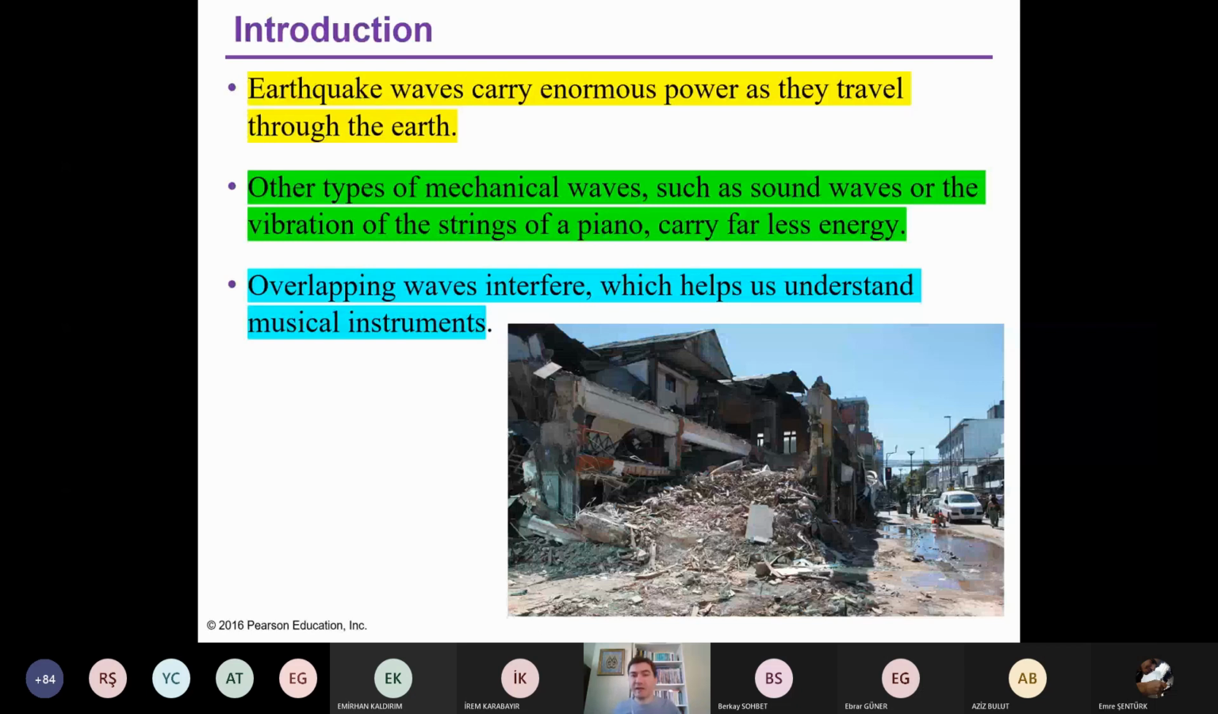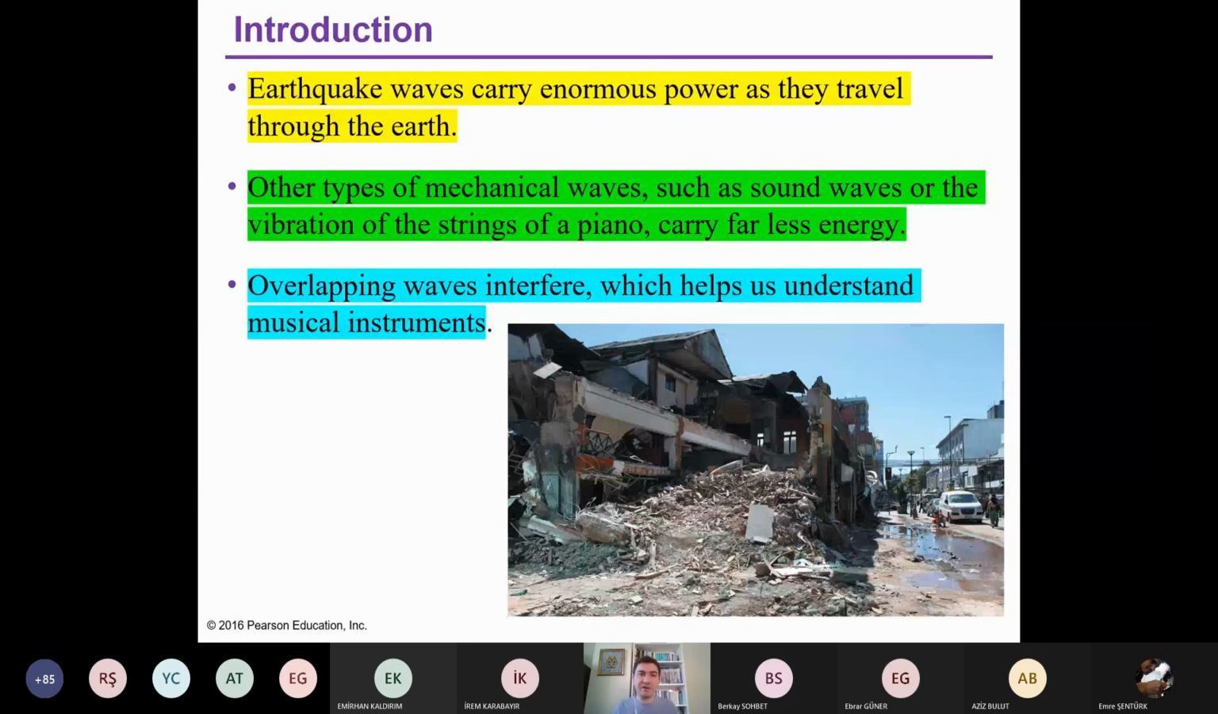And there are also other mechanical waves, such as sound waves or vibration of strings of a piano. And they also carry the energy, but they carry far less energy compared to the earthquake waves. And the mechanical waves can interfere, and when they interfere, they produce standing waves, and this information helps us understand musical instruments. So we will discuss all these things within this chapter.